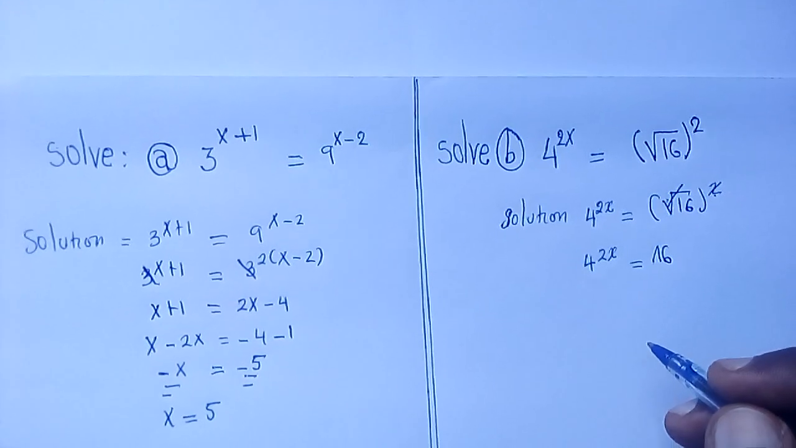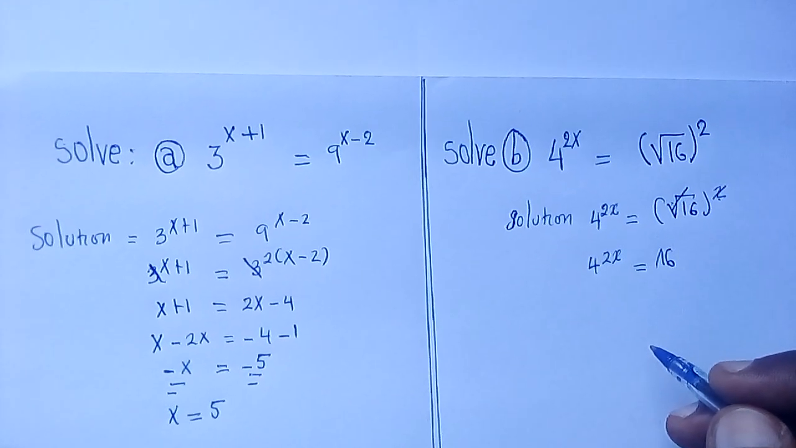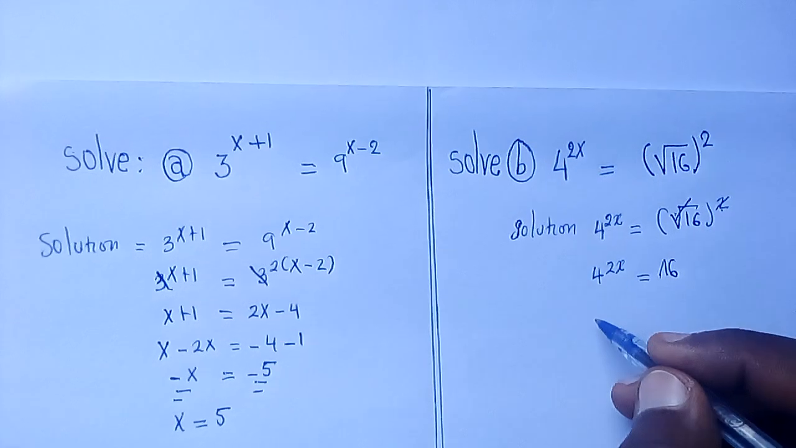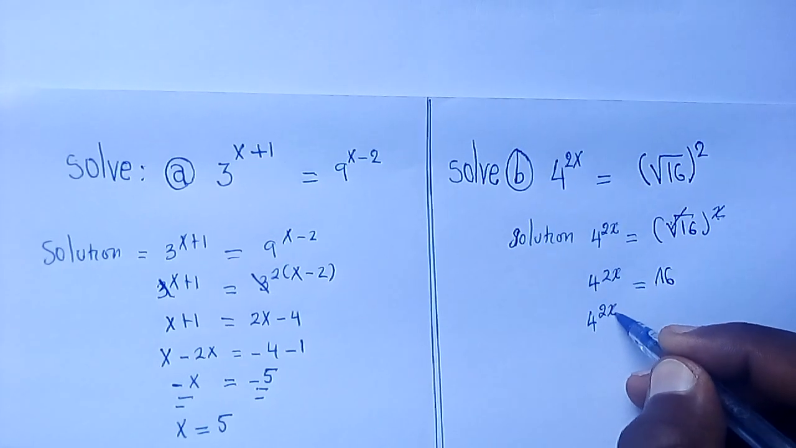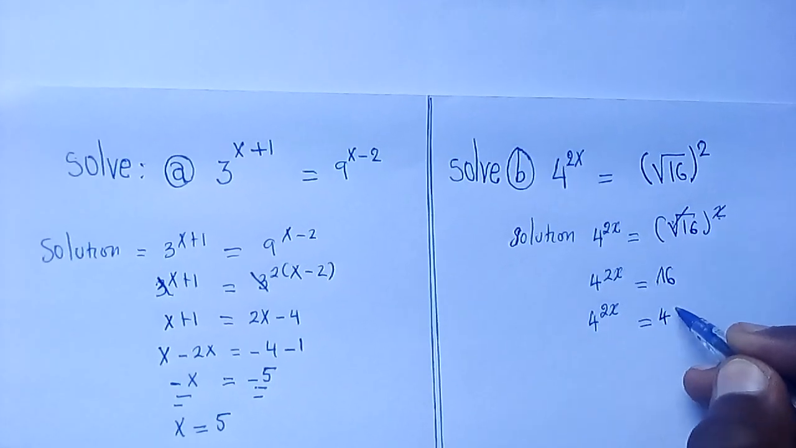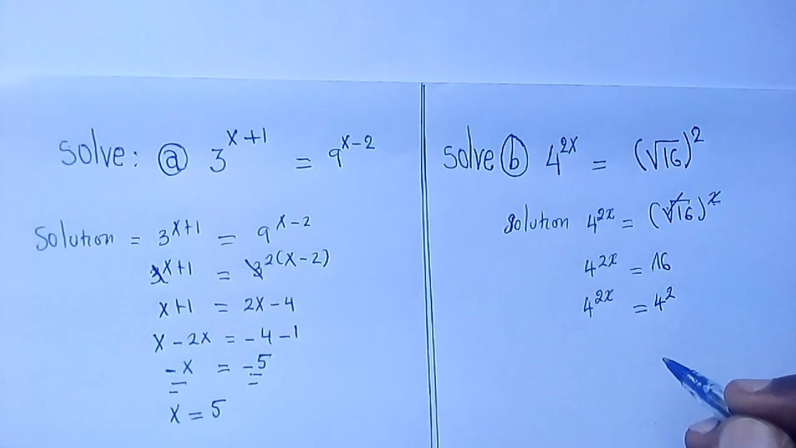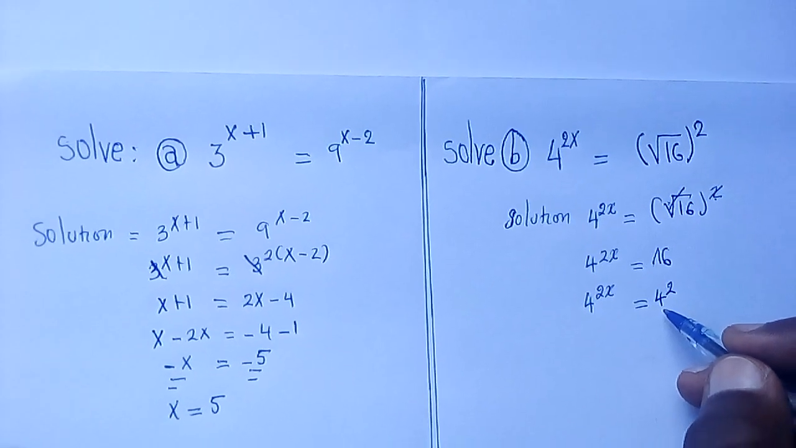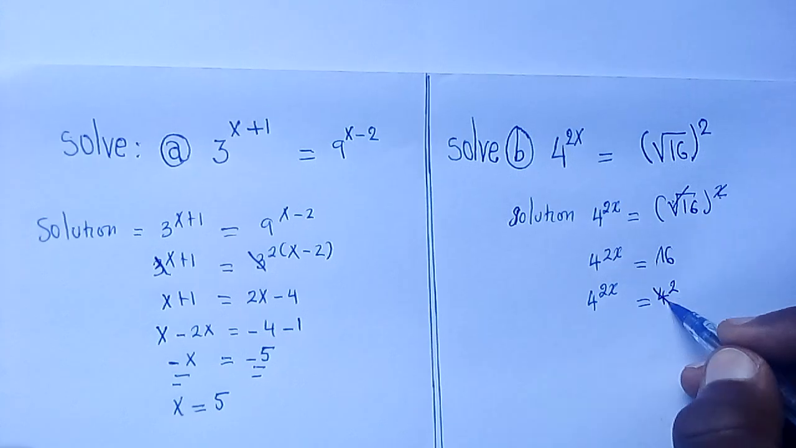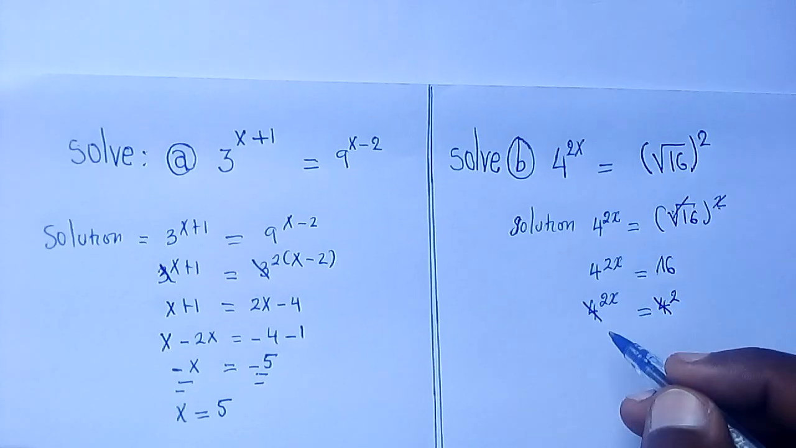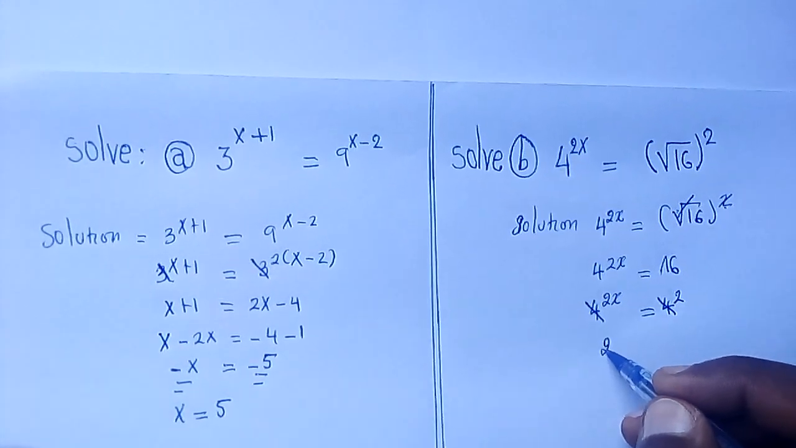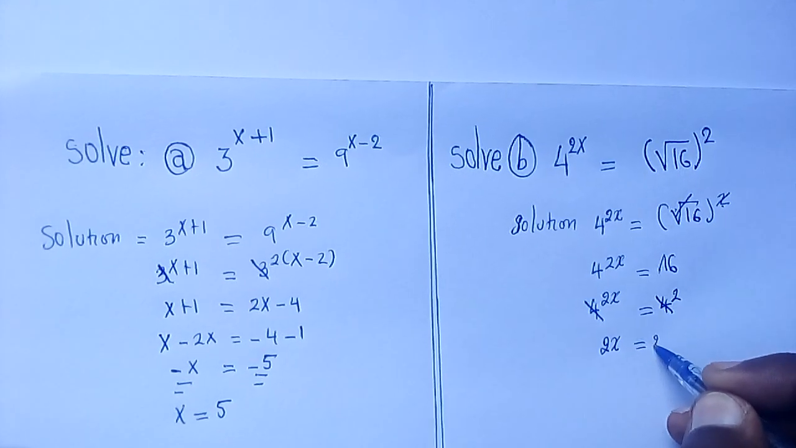And the 16, once we factorize it, will give us 4^2. Then we have 4^(2x) equal to 4^2. Once they have the same bases, this 4 will cancel with this 4. Then we remain with 2x equal to 2.